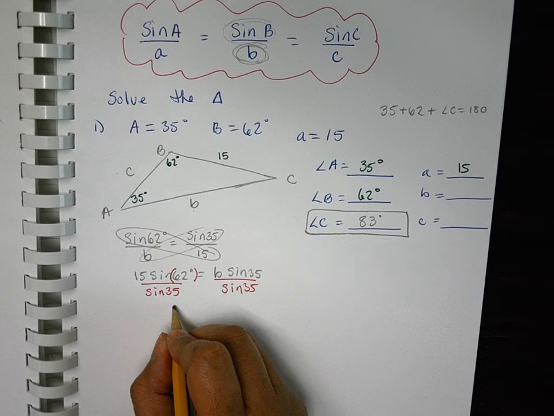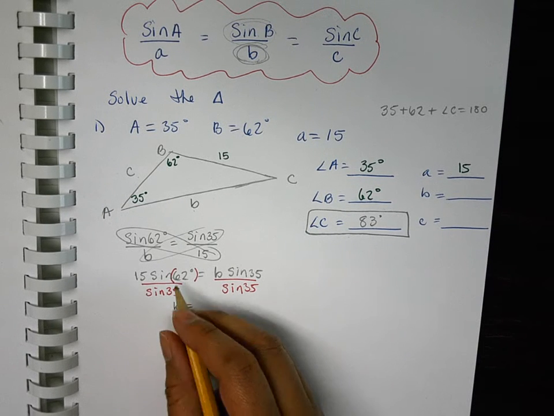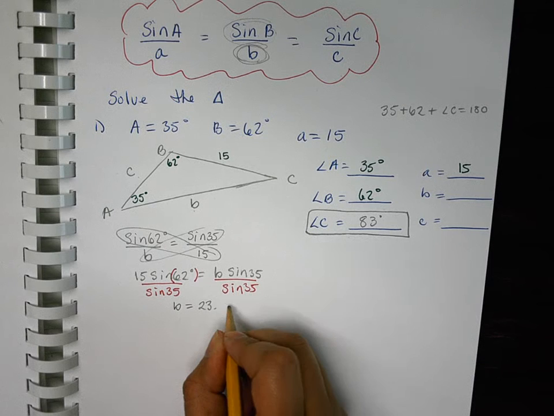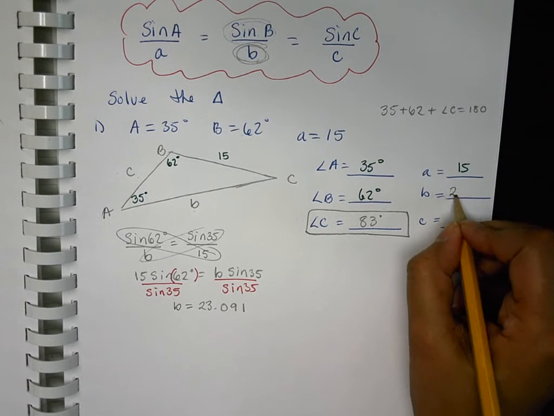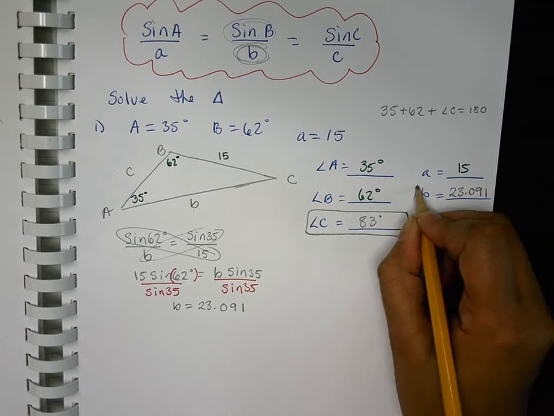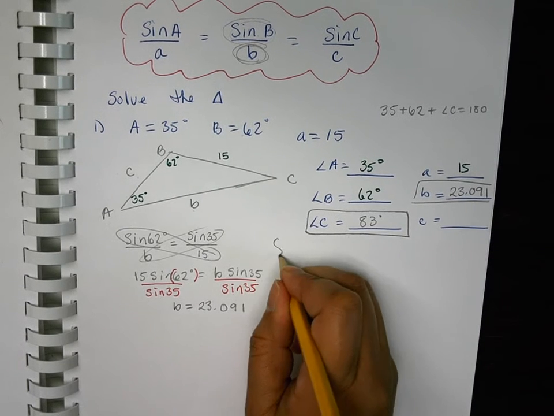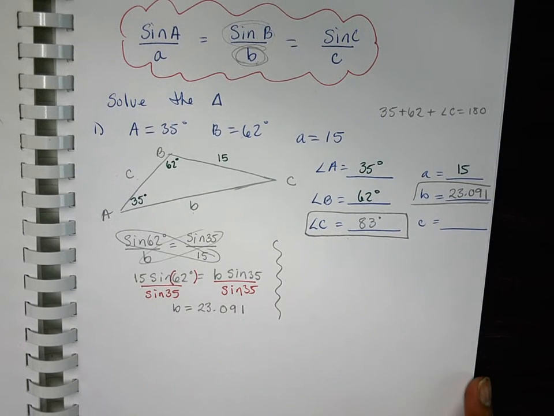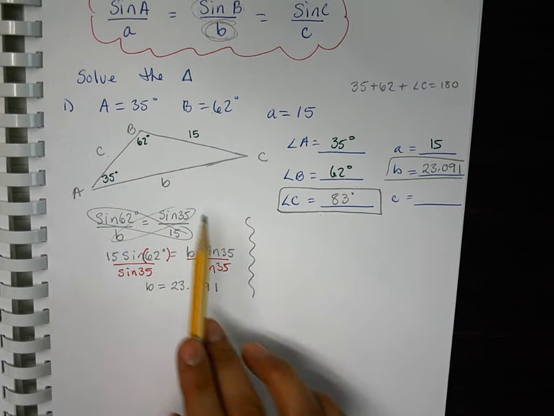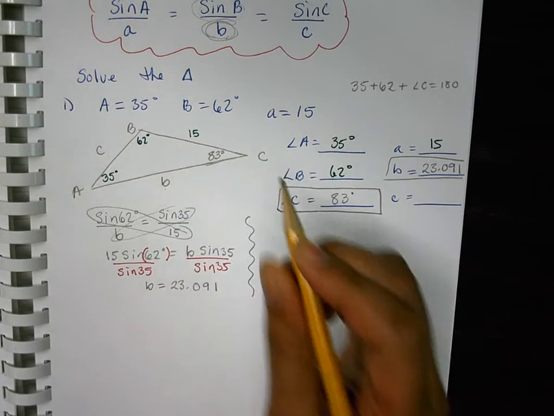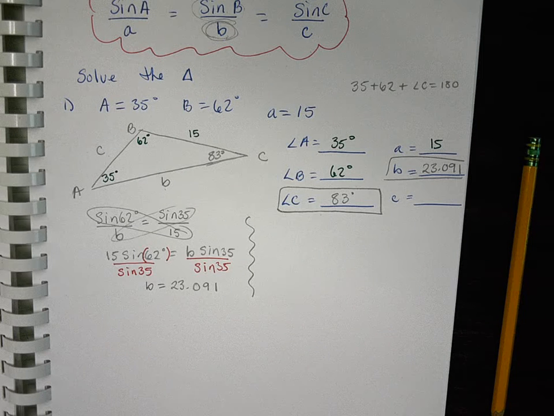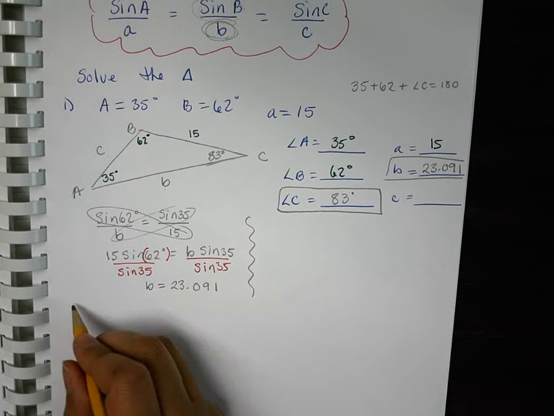And what do we get? B is, anybody have it? 23.091. Any questions? All right, I'm going to have you do now on your own how to find side C. I'm going to label this as 83, and you go ahead and do the work for the second part. Do it quickly. Don't sit there waiting for me is what I mean.